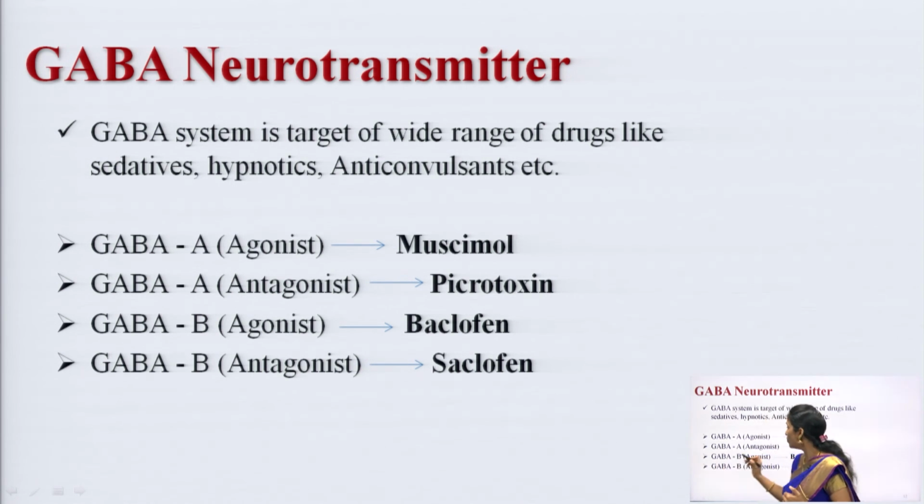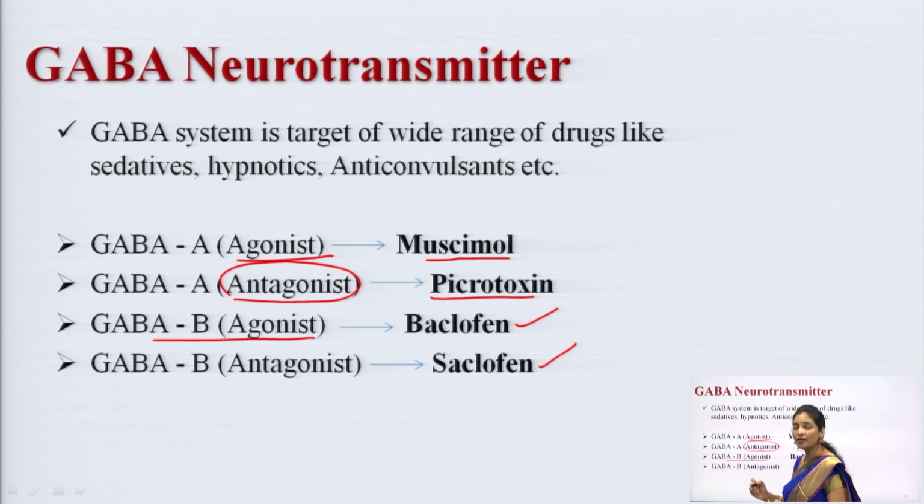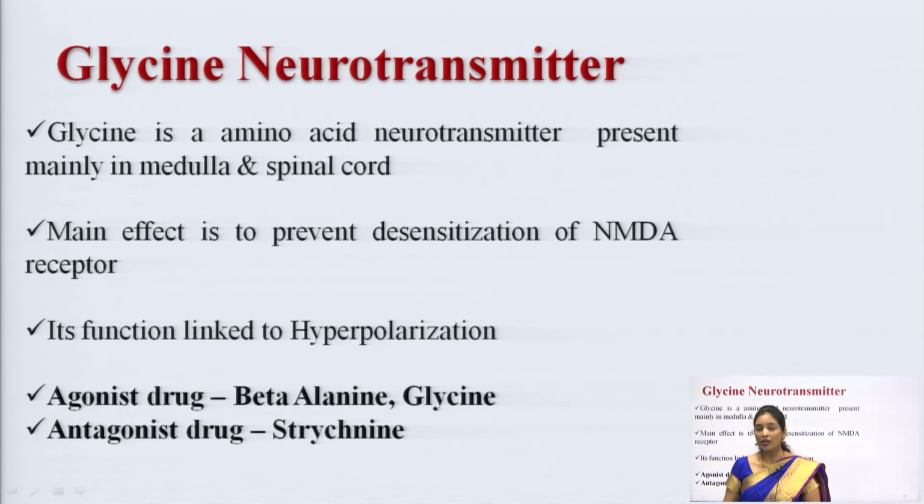So, if I am talking about the drugs here, the GABA A receptor agonist drug is muscimol, and what is the antagonist drug for GABA A receptor? Picrotoxin, right. And moving to the GABA B receptor, what is the agonist drug? Baclofen. And the antagonist drug for GABA B receptor? Saclofen. So, these are the drugs of GABA, some agonists and some antagonists to the particular receptor.